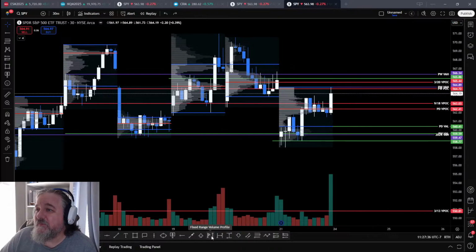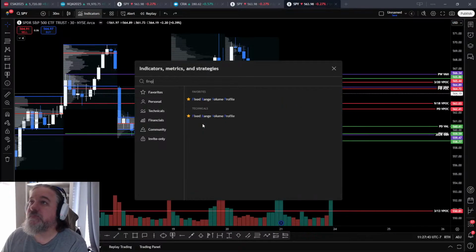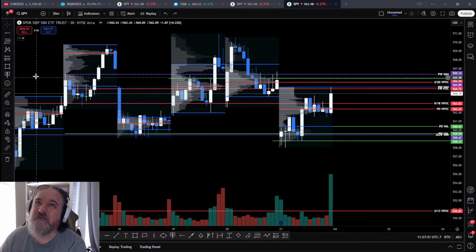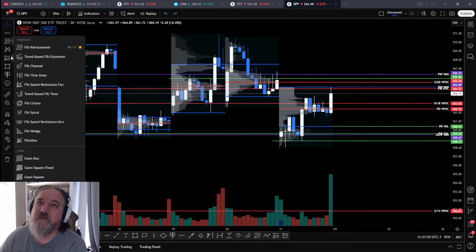What we do is we grab this tool. It's called Fixed Range Volume Profile. So FRVP, or you can type out Fixed Range Volume Profile. I have mine down here on this bar. And the way that you would do that is you have to figure out where it is. That's the hard part.